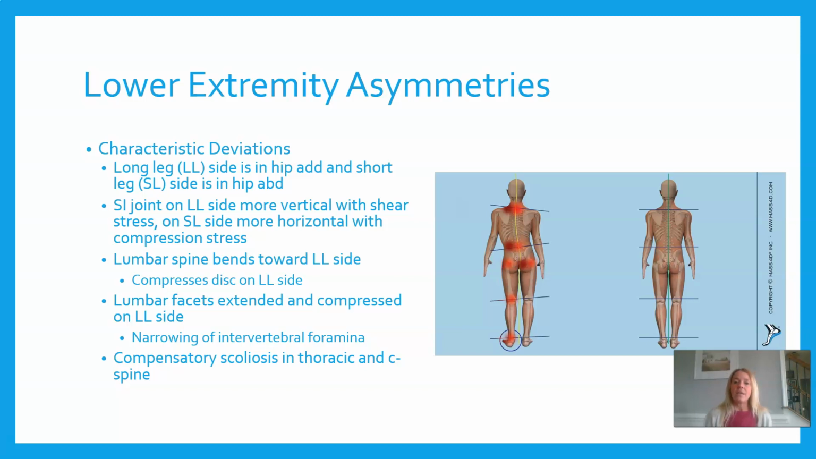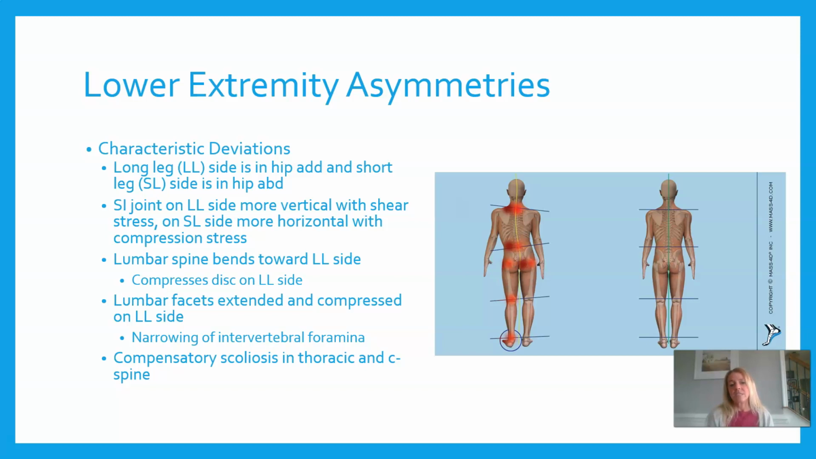The lumbar spine is going to bend toward the long leg side. The long leg is going to be the one that contacts the ground the easiest. And so that's going to push the hip up a little bit. And in order to keep upright, the person's going to actually lean a little bit towards that side. So that's going to create almost a scoliosis. It's going to create a lateral curve in their spine. So that can compress the discs then on the long leg side.